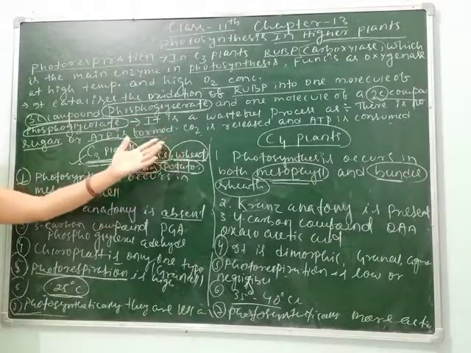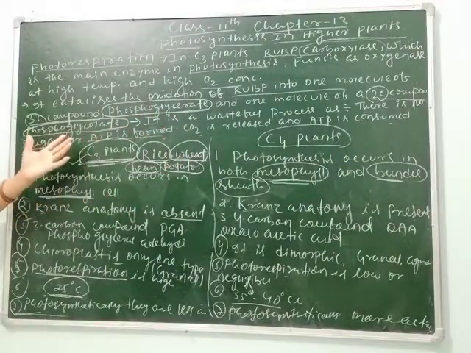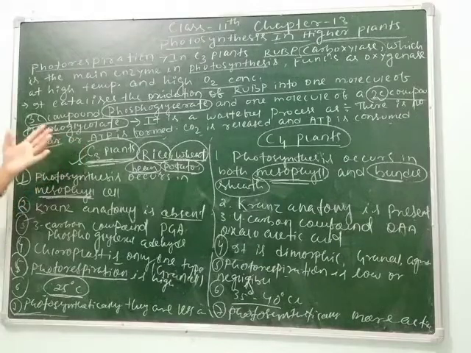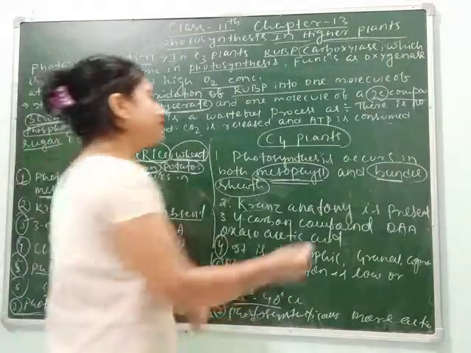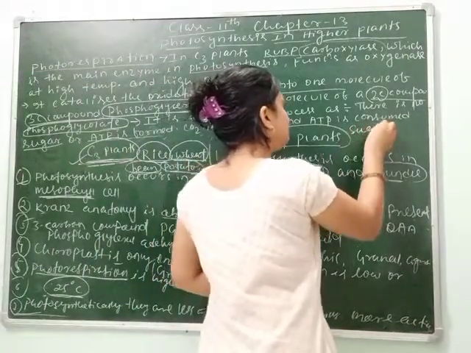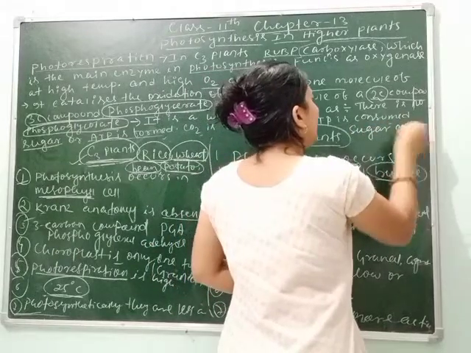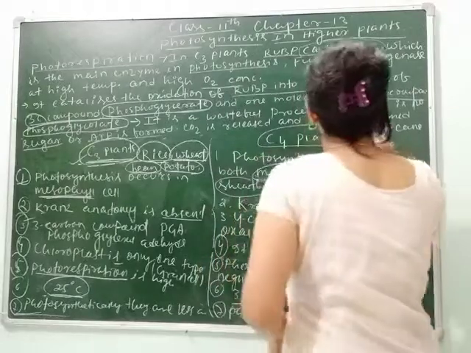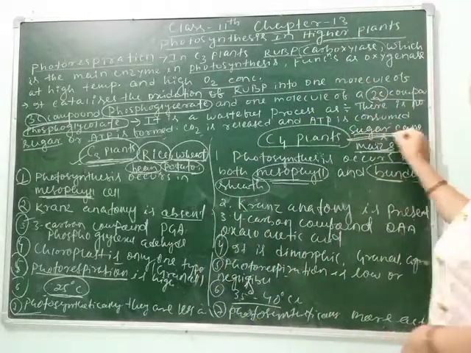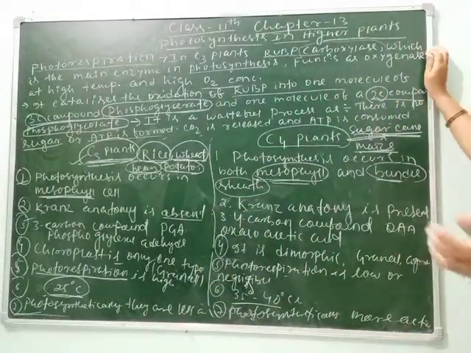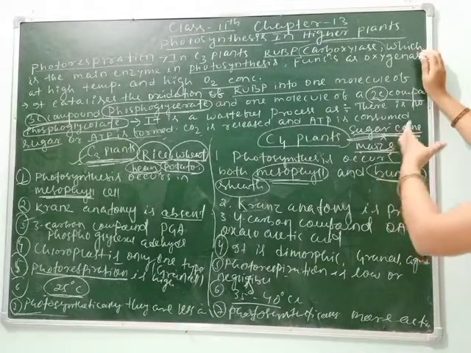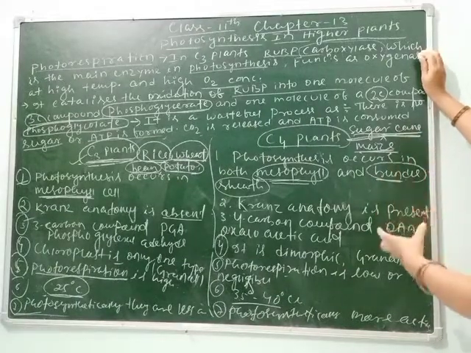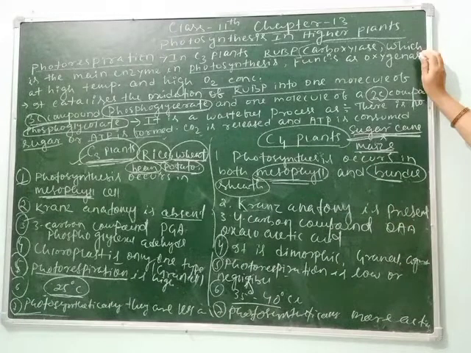Then let's see which are the C4 plants, and in C4 plants we can say sugarcane, maize, etc. We can take the example of sugarcane and maize. They have high carbon product or a high amount of sugar, as they will not show photorespiration. So you can remember the examples.